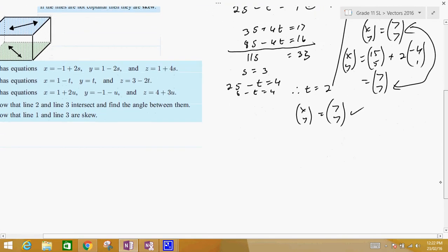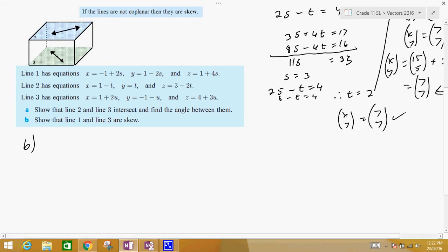Another kind of question that they would ask would be something like this, where you've got two lines that are in three-dimensional space, and let's just do B for time's sake. Show that these lines are skewed. Now, to show that two lines are skewed, one, you have to show that they don't intersect. Like this line and this line don't intersect. But that's not enough. You also have to show that they're not parallel, because if they're parallel, they don't intersect, but they're still on the same plane.